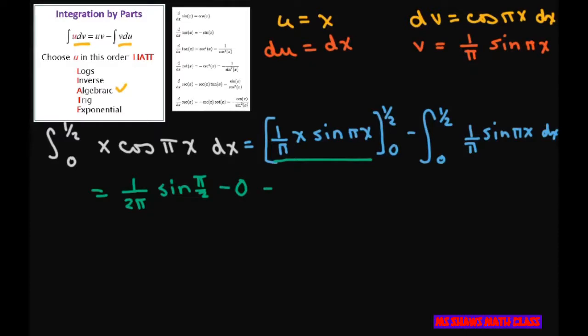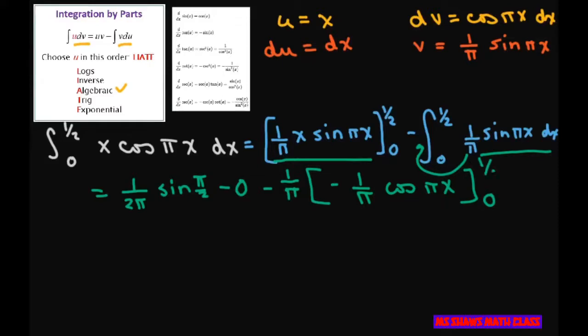Okay, continuing on here, let's take the antiderivative of this here. I'm going to pull out the 1 over pi first before I take it. And so this is going to be negative 1 divided by pi cosine of pi x. And then we'll evaluate this over the interval from 0 to 1/2.